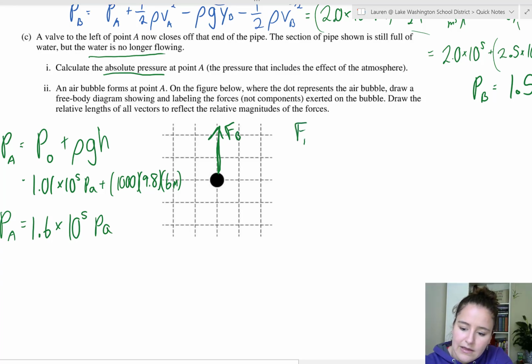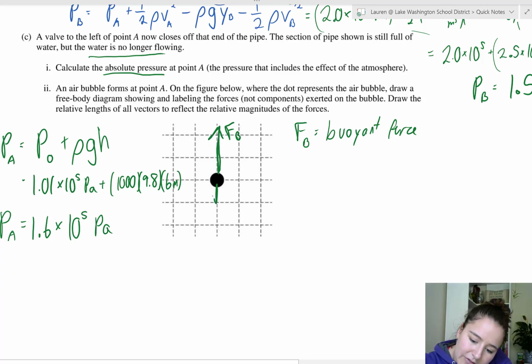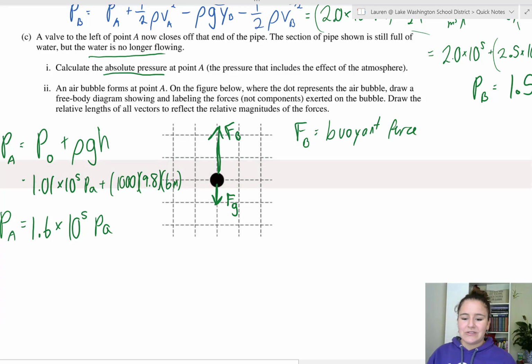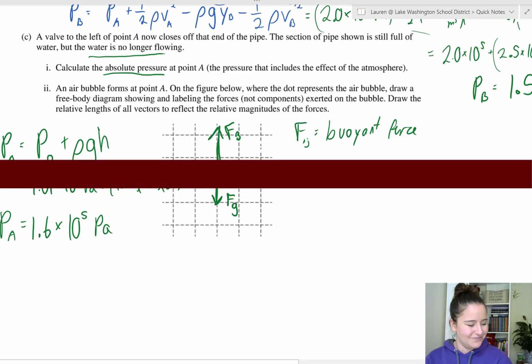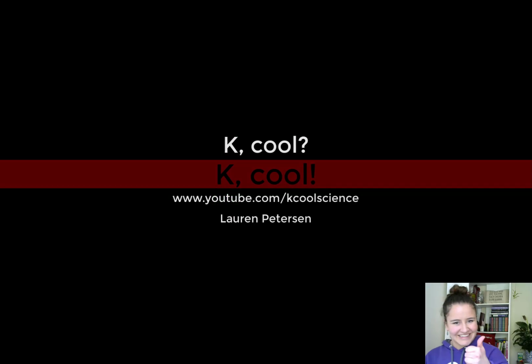FB equals buoyant force. And then even though it's air and the buoyant force is going to be bigger, there is a force of gravity on the bubble as well. So we have gravity and the buoyant force. Okay, cool.